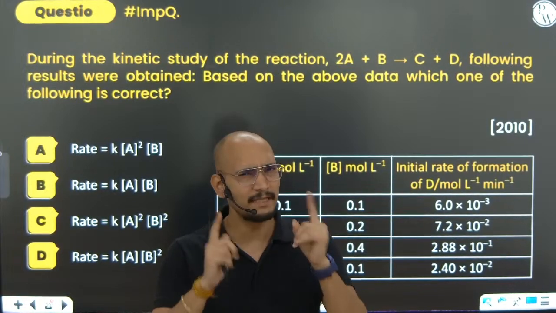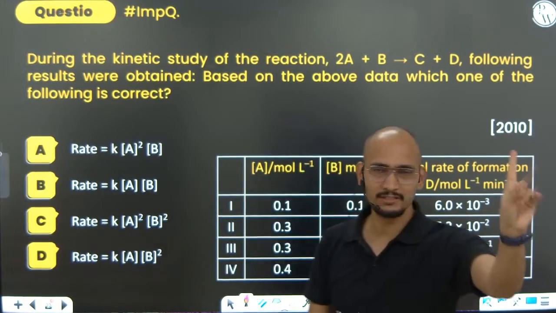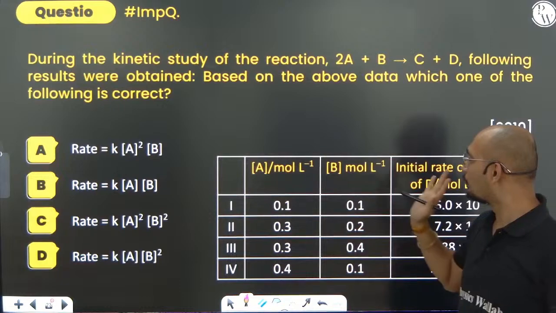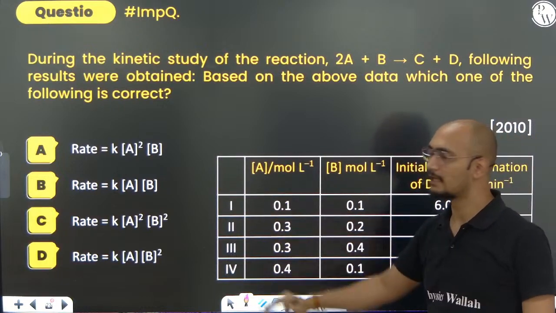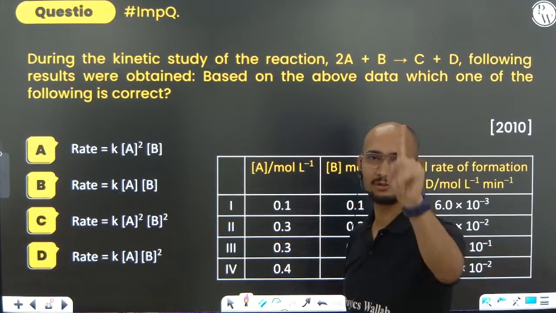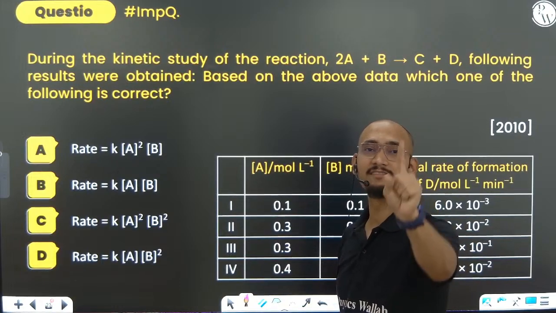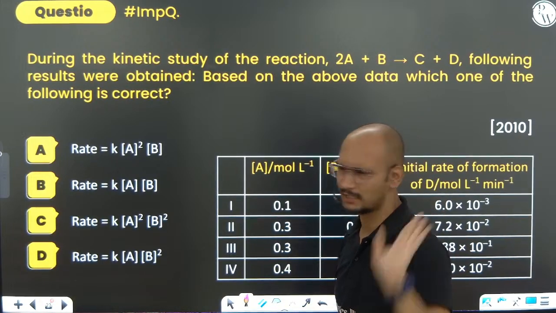How do we do it? Please follow the same steps. Do not change it. Always see that you only have to compare the data. And which data to compare? Only compare those data where the change in concentration is taking place in only one of the reactants.